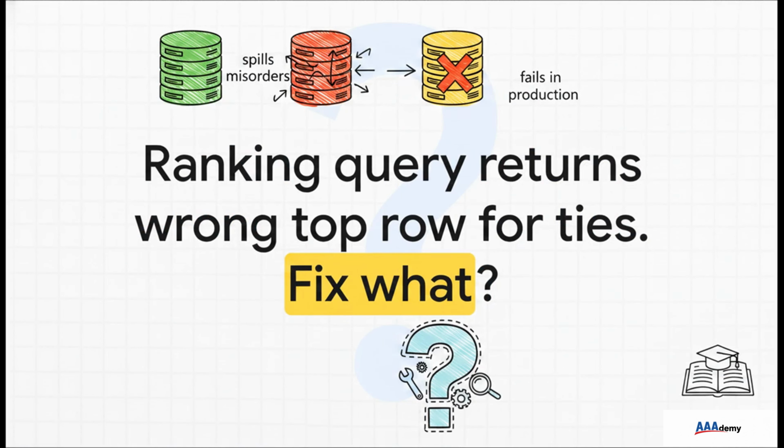Okay, time for a classic advanced T-SQL mystery. Say your extraction query uses row_number and returns the right rows in small tests, but in production, it occasionally returns a different top row for tied values. What should be corrected first? Think about it. The query runs, there's no syntax error, but the data is just wrong.